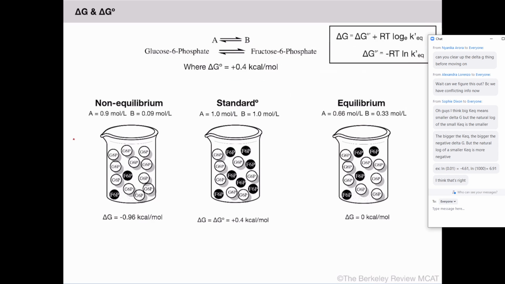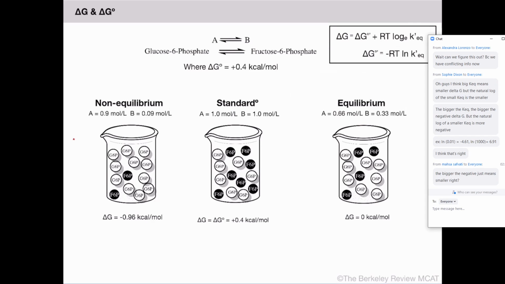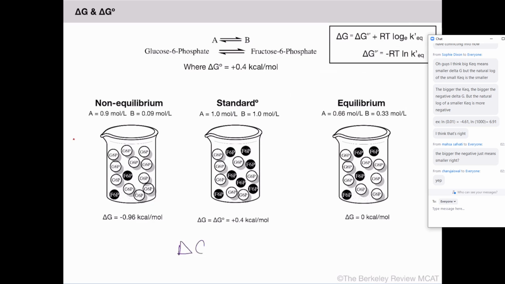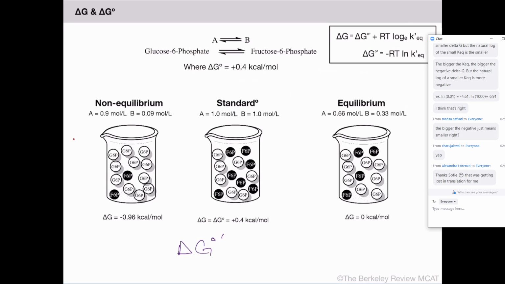So the big thing you guys need to know, the number one takeaway, is that delta G naught prime is going to predict which way a reaction goes. If the delta G naught prime is negative, it's going to predict that the reaction is going to go forward. If the delta G naught prime is positive, it's going to predict that the reaction is going to favor the substrates.